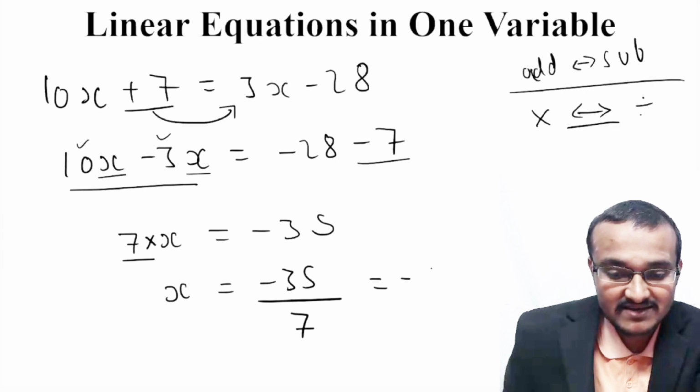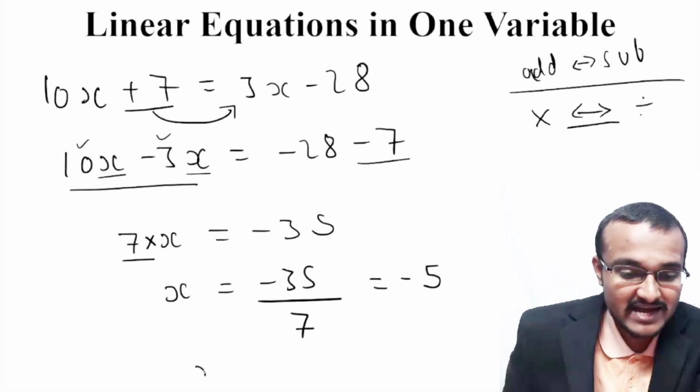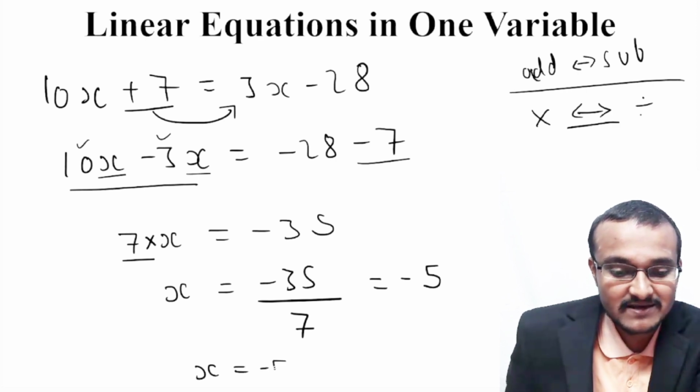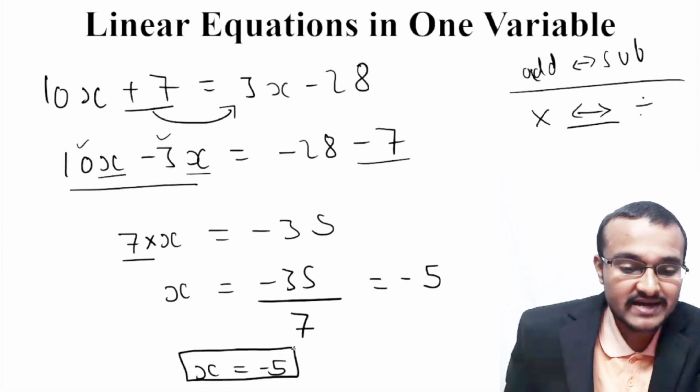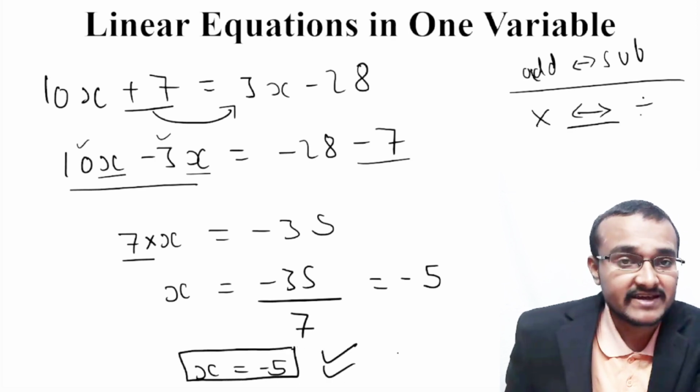So minus is there, so minus 5. So the value of this particular x is minus 5. So after solving this particular equation, you got the x value as minus 5.